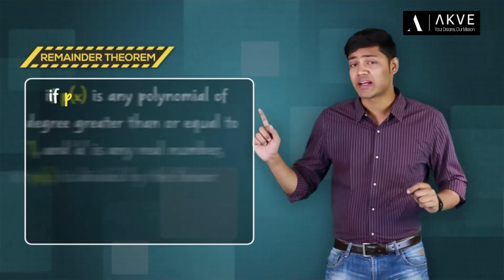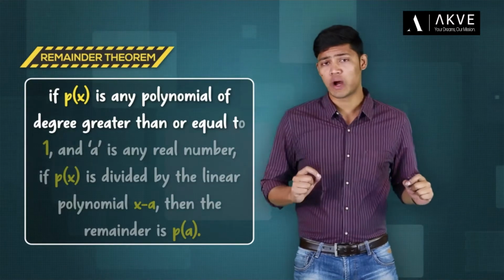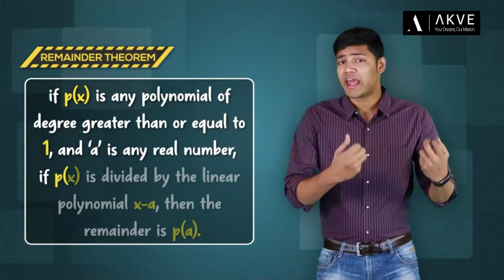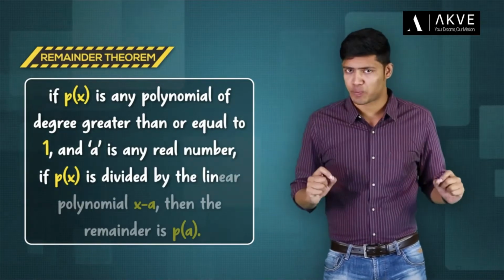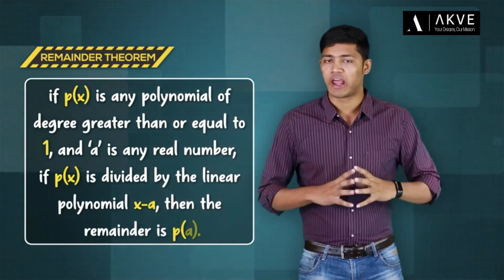The remainder theorem states that if p of x is any polynomial of degree greater than or equal to 1 and a is any real number, if p of x is divided by the linear polynomial x minus a, then the remainder is p of a.